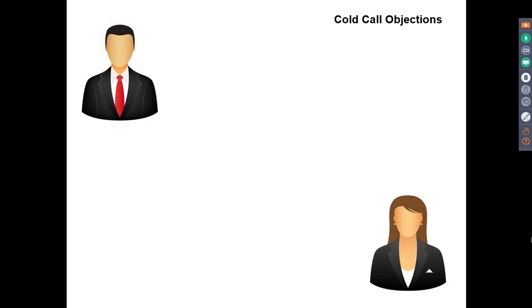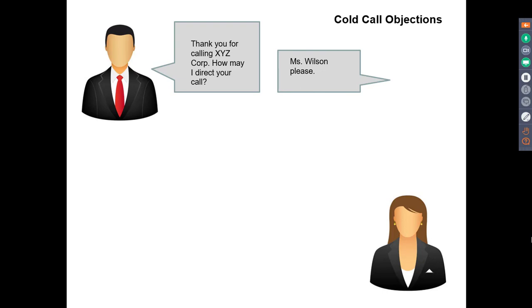Now, when you're cold calling, you also can face objections. A common objection from a gatekeeper is when you call someone, they say, "Thank you for calling XYZ. How may I direct your call?" "Miss Wilson, please." "May I ask what this is in regards to?" This is one of the most common gatekeeper objections.